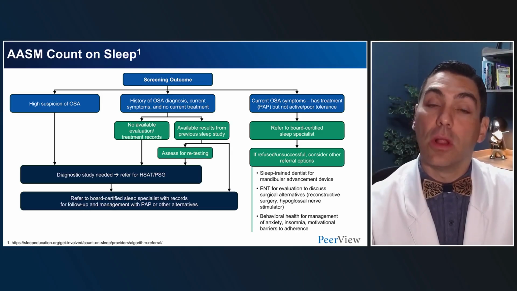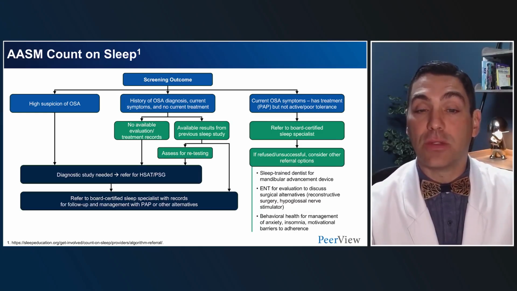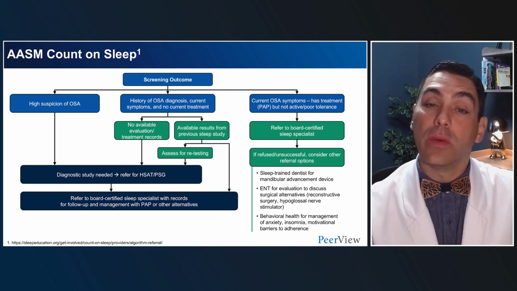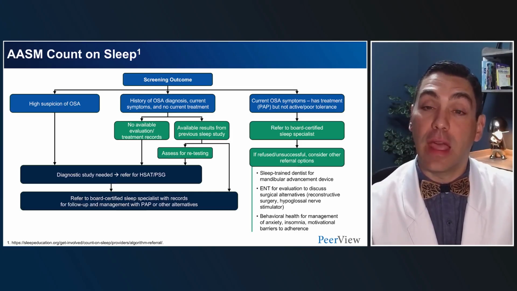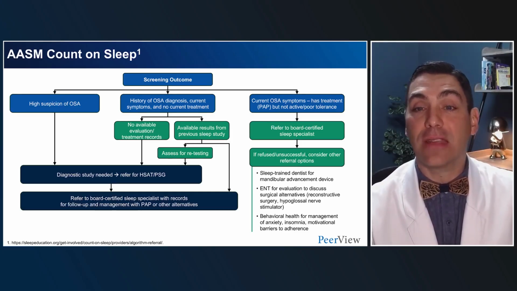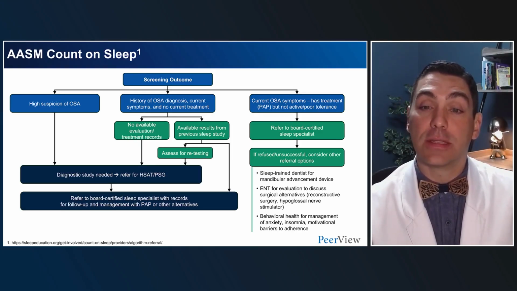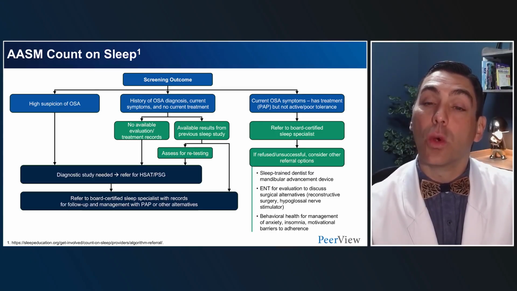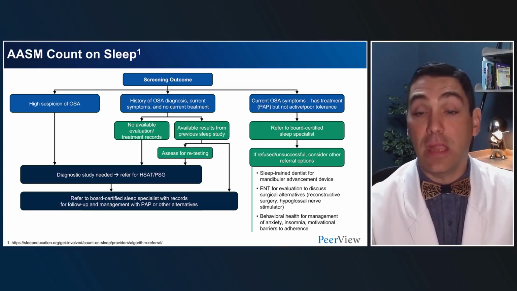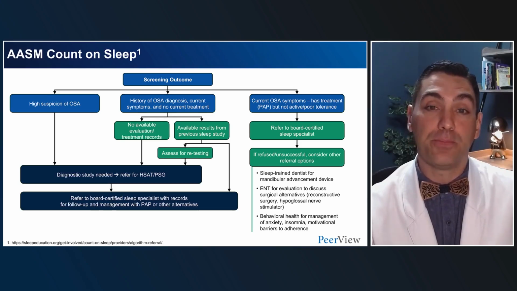If they're not available, then the patient should be referred to a board-certified sleep specialist, or retested prior to sending for referral. If there's a patient with a diagnosis of obstructive sleep apnea who is not actively being treated, or with poor tolerance, they should be referred to a sleep specialist. And if the patient refuses or is unsuccessful with primary intervention, then consider other alternatives like dental appliances, ENT referrals, or even behavioral health if needed for insomnia management.